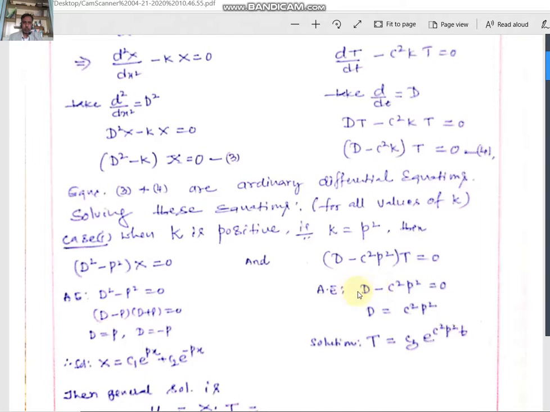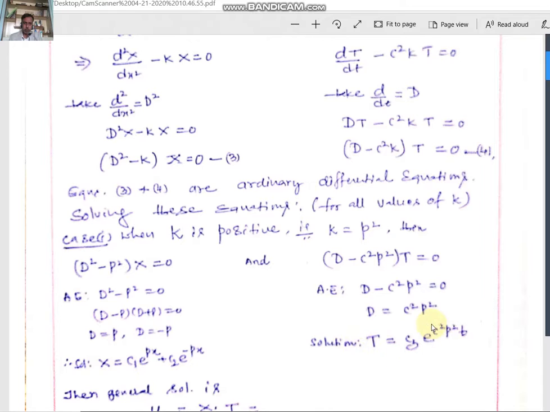The second equation has auxiliary equation D minus c square p square equal to 0, or D equal to c square p square. So this is the D value, and we write the complementary function for this equation: t equal to constant c3 e to the power c square p square t.